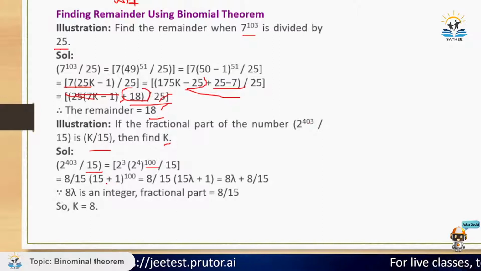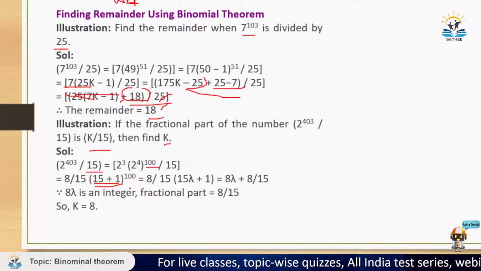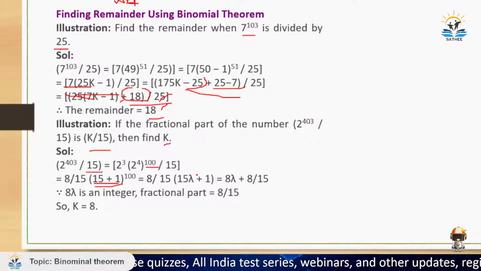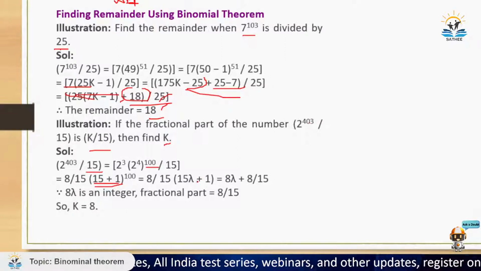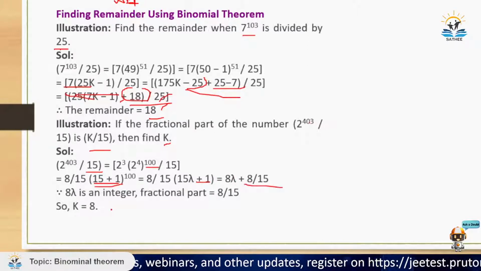Again, when we open this binomial expansion, all terms will contain 15, leaving the last term. The last term would be 100C0, which is 1, 100C100, which is 1 into 1. So the last term would be 1 only. So you will be getting 8 by 15 into 15 lambda plus 1. Again, here it is plus 1 only, so you don't need to convert it into some form, because you are getting plus only. So 15 will cancel 15 lambda, and what would be left would be 8 by 15. So 8 is your final answer to this question.